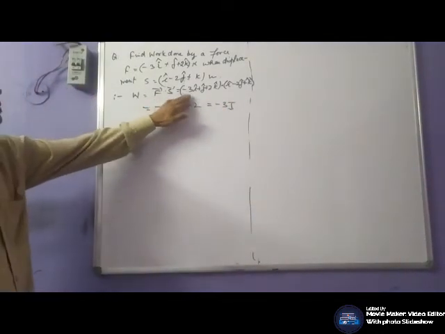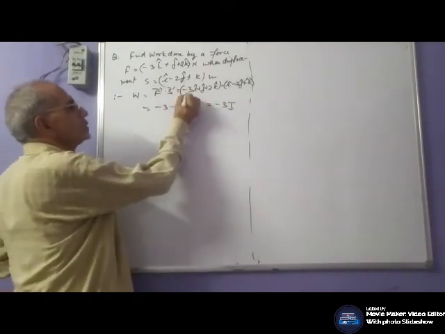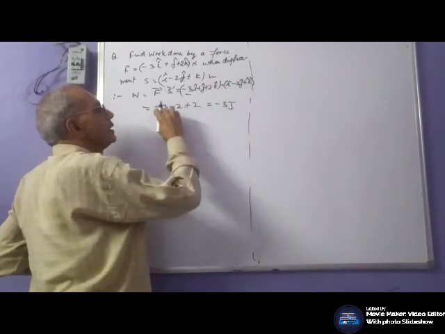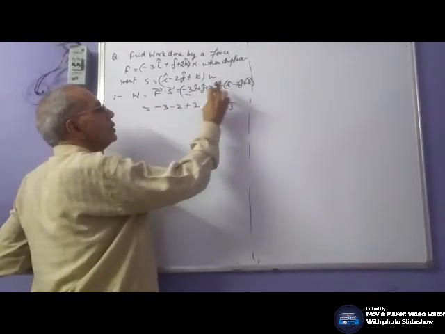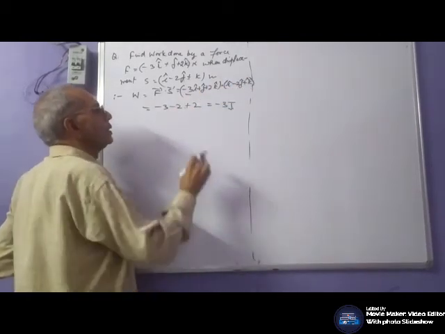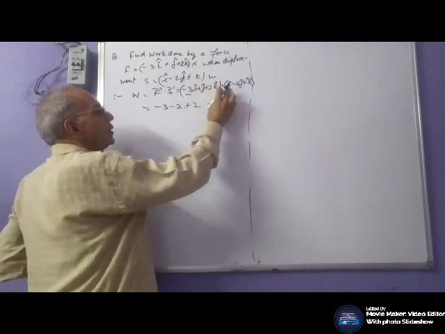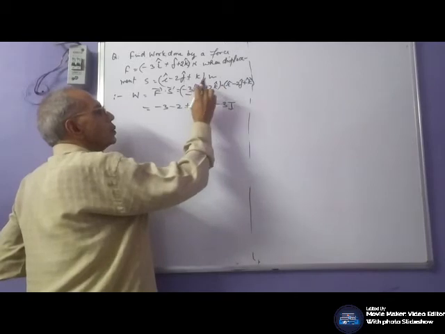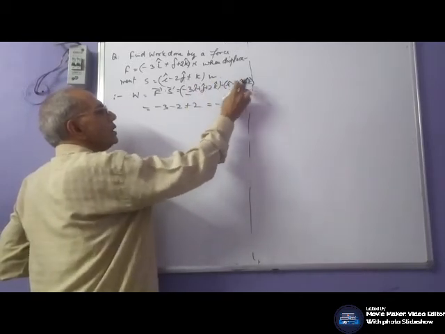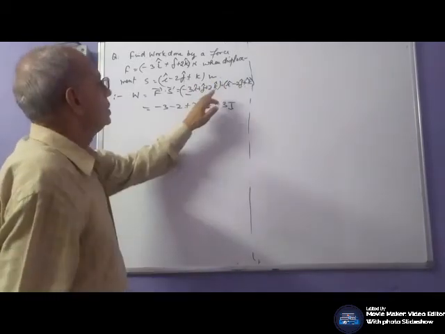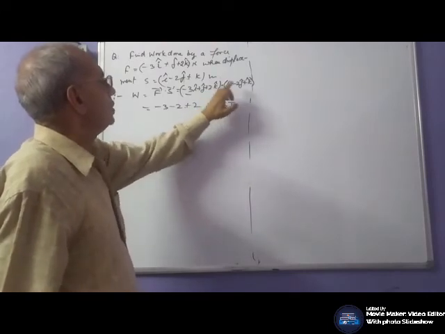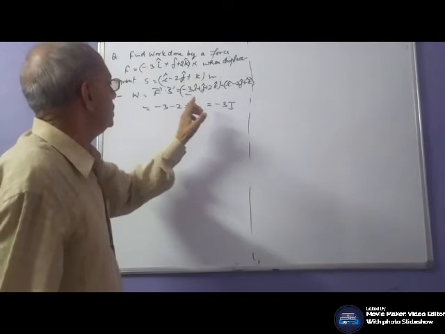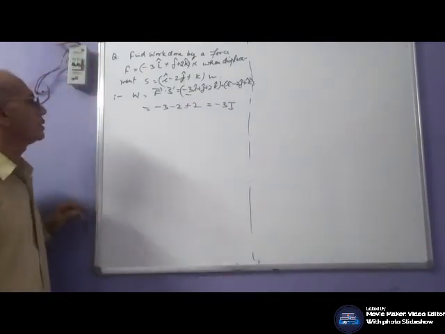Again, multiply this with this. i dot i is 1, so minus 3. i dot j is 0. Now j dot i is 0, j dot j is 1, but it is minus 2. j dot k is 0. k dot i is 0, k dot j is 0, k dot k is 1, 2k is here, so it is plus 2, and the work done is this.